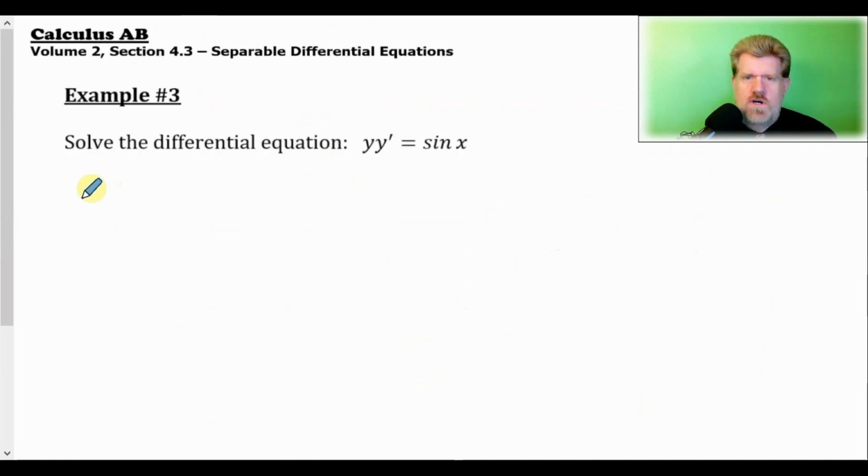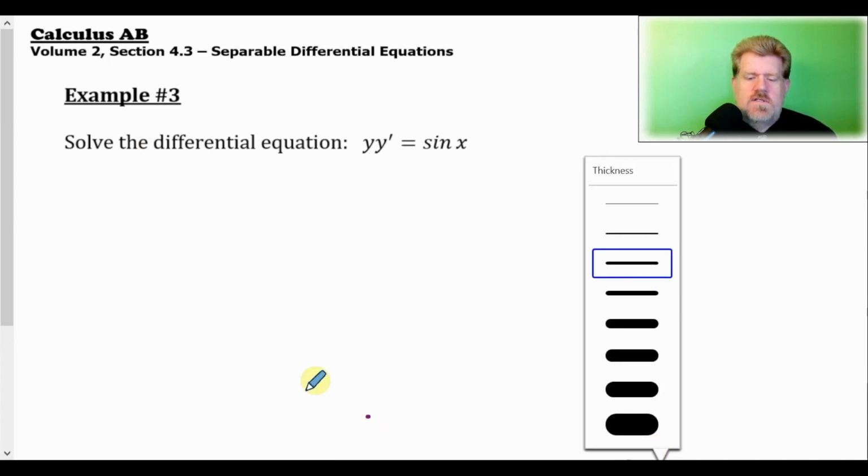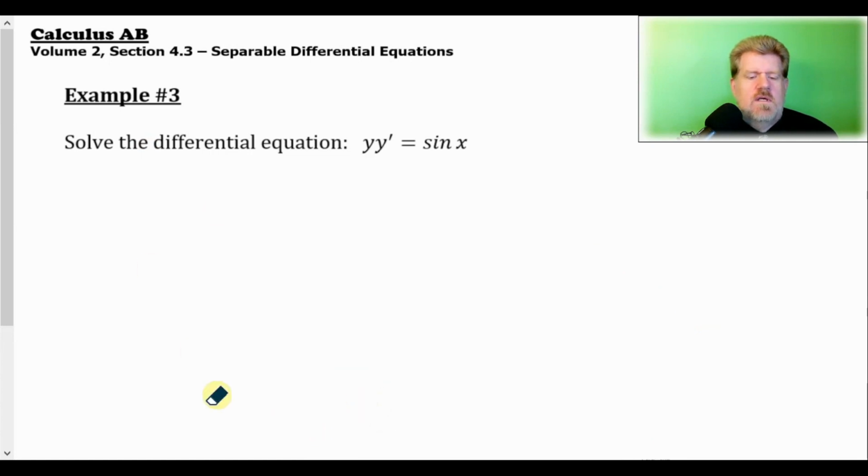All right, we'll do 2 more, then we'll end this video, and then I'll pick up another video doing the last 4. Alrighty, let's pick another color. I like this one. And there we go. Solve the differential equation. So what I'm going to do is change this to dy dx.